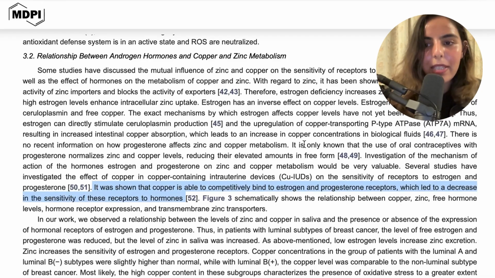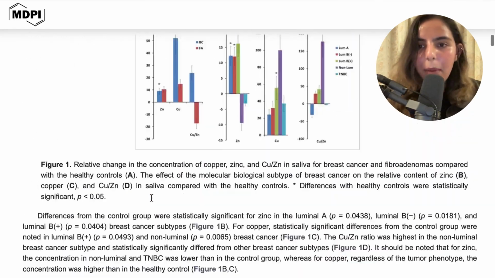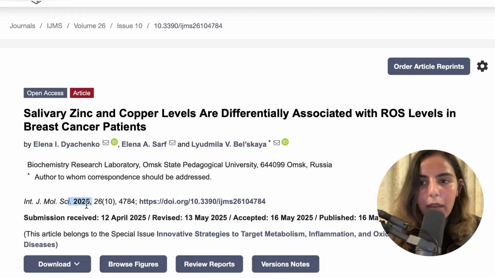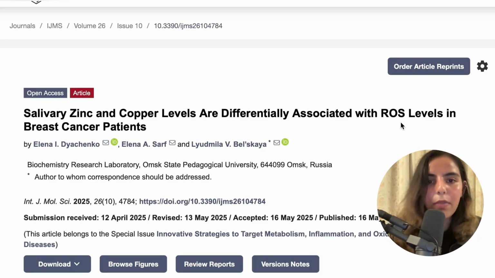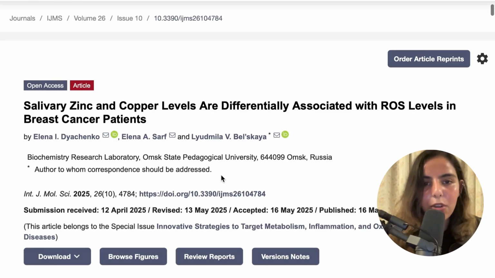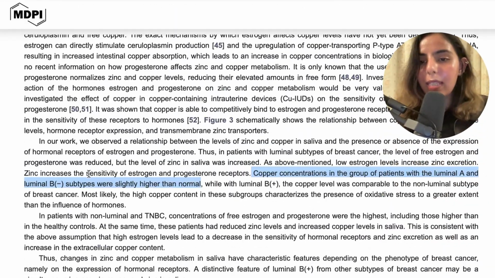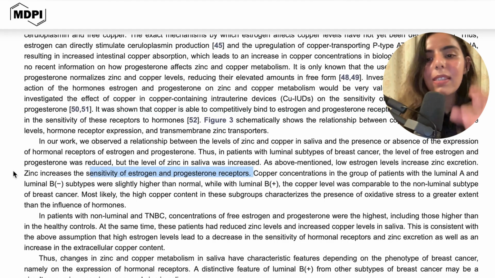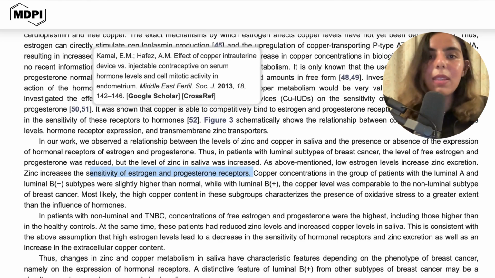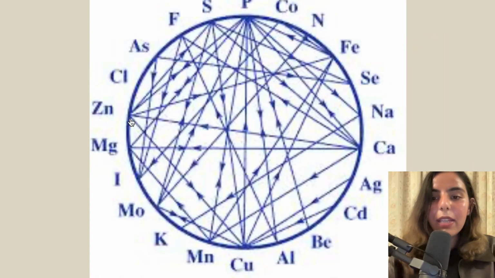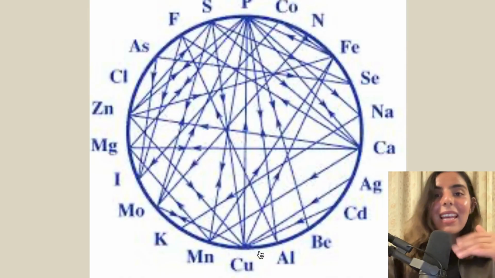If you see this particular report, and again, this is a very recent report, if you come up here, it's been published in 2025, right? We see zinc and copper levels, salivary levels, and how they are associated with reactive oxygen species, especially in breast cancer patients. So this is really interesting to me. And the sensitivity of estrogen and progesterone receptors also increases with zinc. So zinc really increases the sensitivity of the receptor. But guess what? In the mineral wheel chart, we can clearly see how zinc and copper are antagonists. So if copper is high in your system, zinc is eventually going to be low.